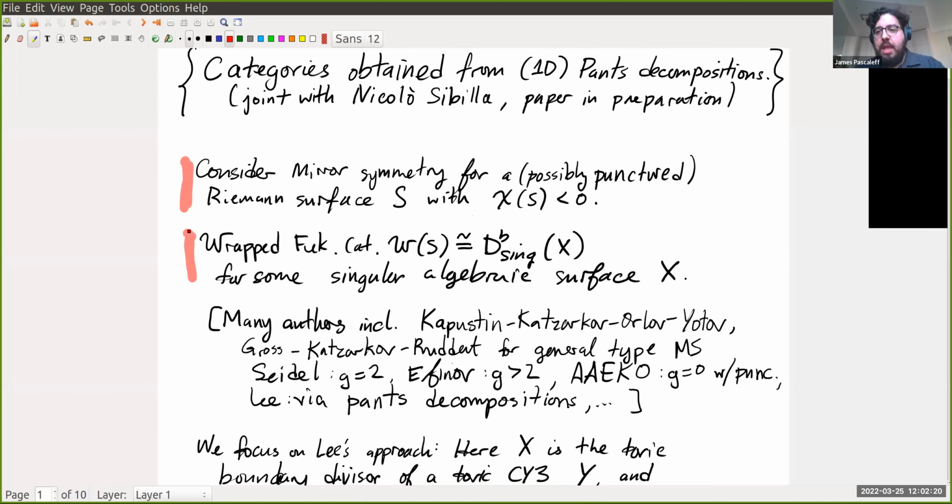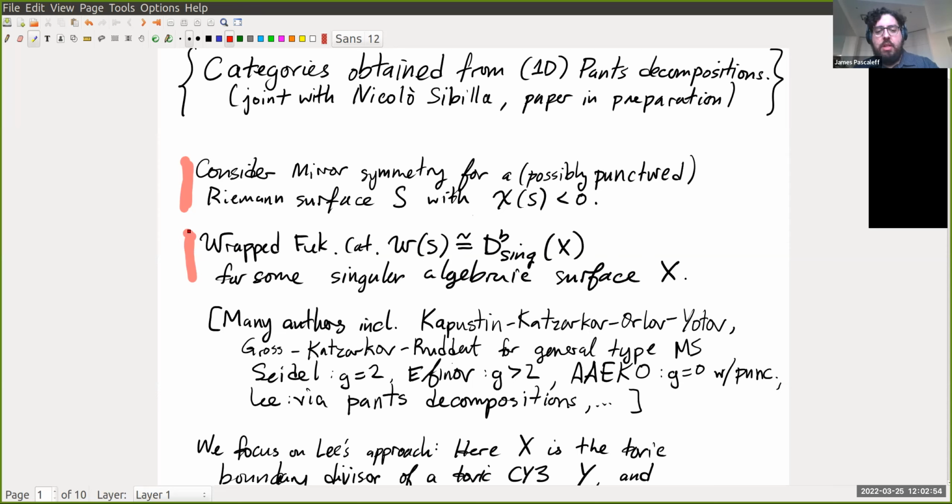Okay, and this expectation has a long history, at least going back to 2008 or 9, maybe earlier. Work of Kapustin, Katzarkov, Orlov, Yotov for mirror symmetry for general type varieties. Another work, working out that kind of story, is due to Gross, Katzarkov, and Ruddat. In the case of curves, there are results for genus 2 by Seidel, Efimov for genus greater than 2, and Abouzaid, Auroux, Efimov, Katzarkov, Orlov for genus 0 with punctures.